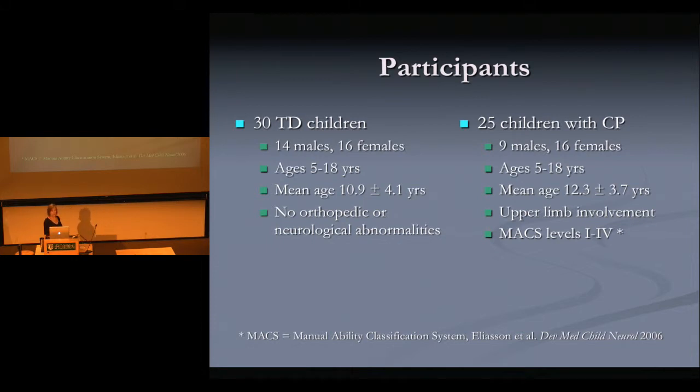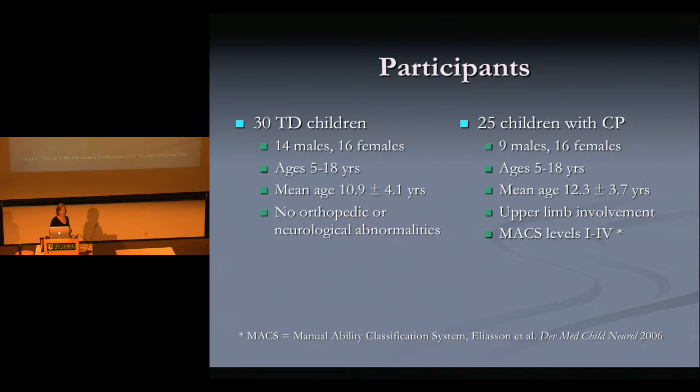So we had 30 typically developing participants from 5 to 18 years of age. They had no history of orthopedic or neurological abnormalities. We had 25 children with cerebral palsy. It was a convenience sample, so it just happened to have more females than males. Same age range, similar mean age in children, and all children had an upper limb involvement. And the Manual Ability Classification Scale, which measures function, ranged from 1 to 4 in this group.